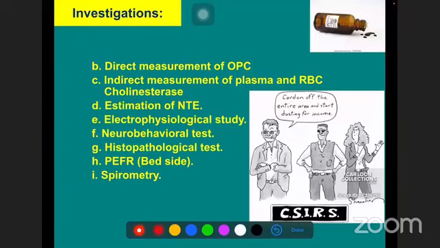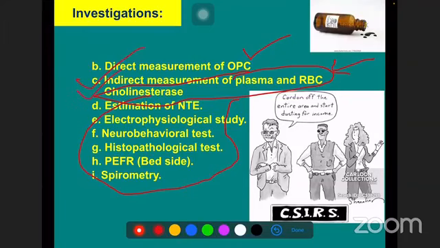So here it is said what specific things we can do: direct estimation of the OPC in our blood, indirect measurement of the RBC cholinesterase, which is very, very important. Plasma and RBC cholinesterase measurement is the cornerstone of the cholinergic crisis or OPC poisoning. But in our country, it is not usually done. It cannot be done. I have tried for a long time for this investigation, but I failed. Because it is said it is not cost-effective, so it is not usually brought in. But this other investigation is not very much important, but in a special case you can do it.